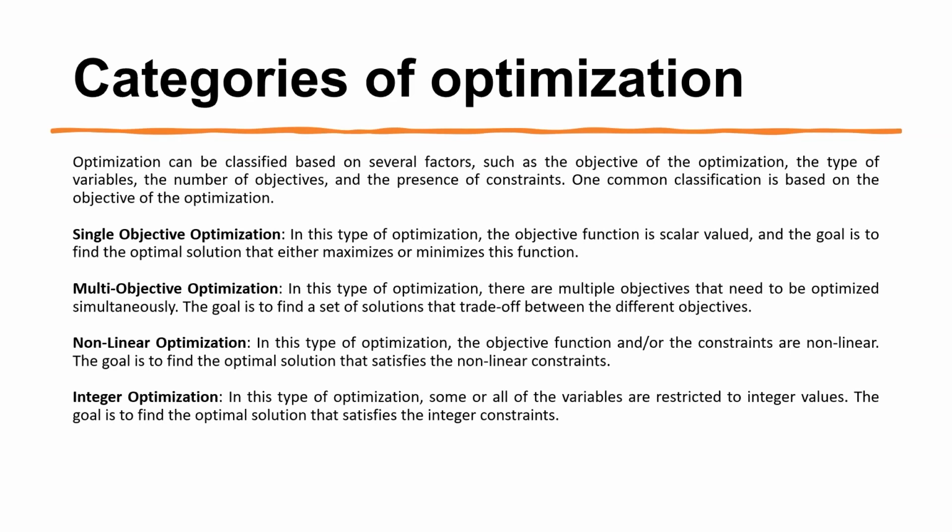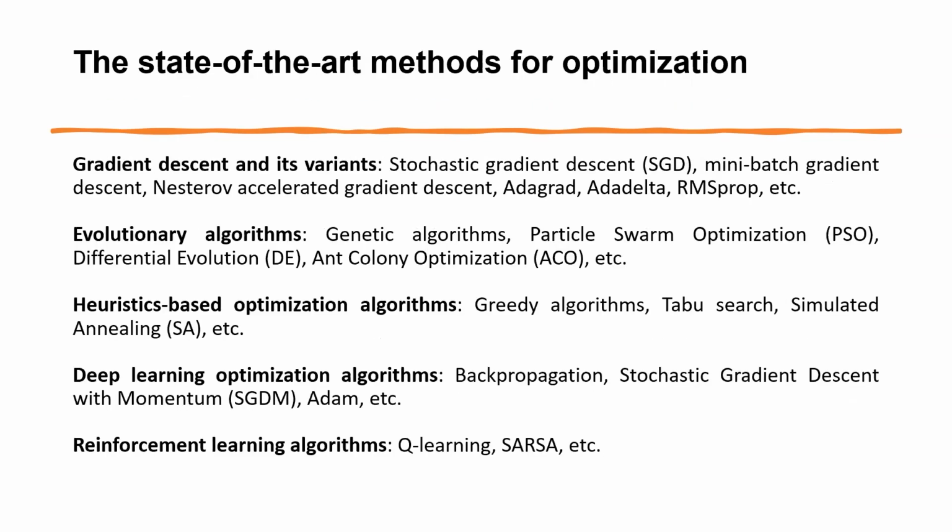Next, moving ahead, the state of the art methods for optimization. We have known that optimization is used all around us, and there is a lot of experimentation happening around optimization algorithms. There are various ways in which optimization algorithms are approached. The first one is gradient descent and its variants.